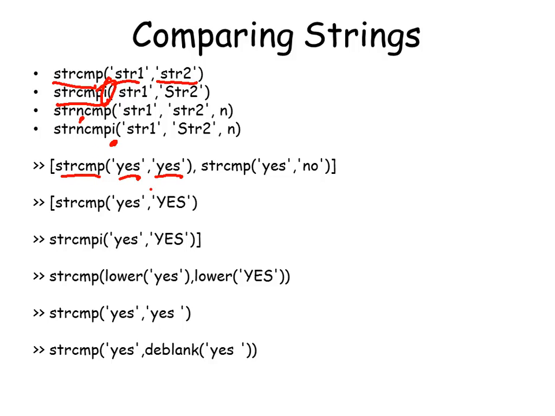strCompare yes, yes. Since the 2 strings are identical, will give you a true, or a 1. And then strCompare yes, no will give you a 0, a false. And then you are concatenating these 2 numbers into a vector, which will give you a logical vector, true and false.